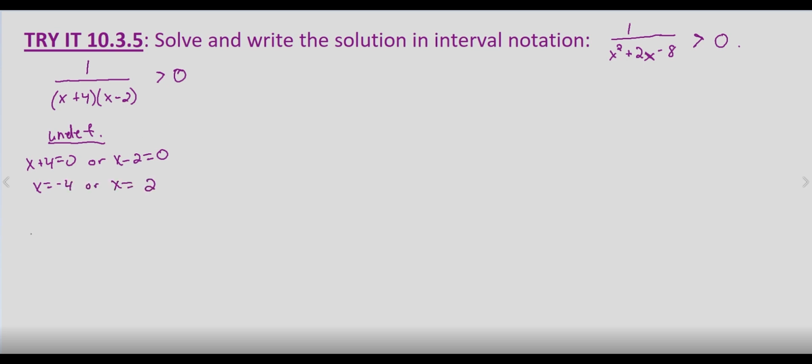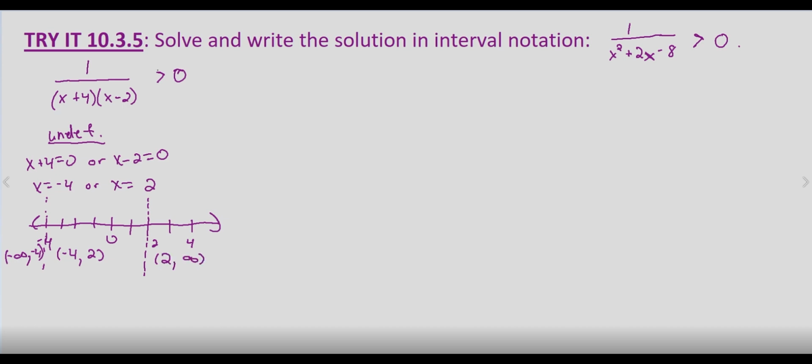So we'll draw our number line and look at our critical points. So 0, negative 1, negative 2, negative 3, negative 4. We know there's a critical point there. And then 1, 2, we know that there's a critical point there as well. So this breaks us up into the intervals: negative infinity to negative 4, negative 4 to 2, and 2 to infinity.